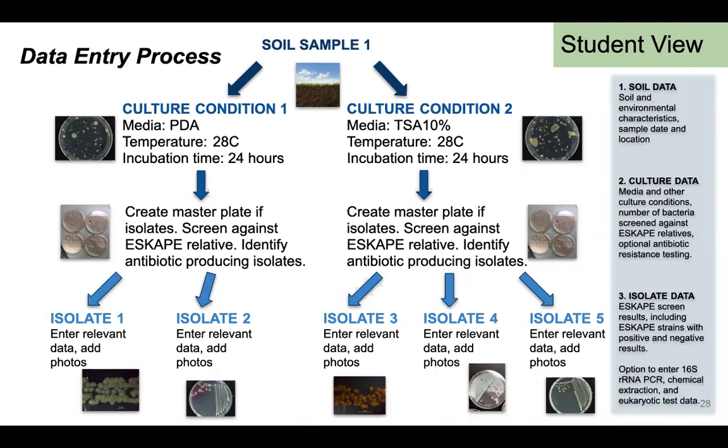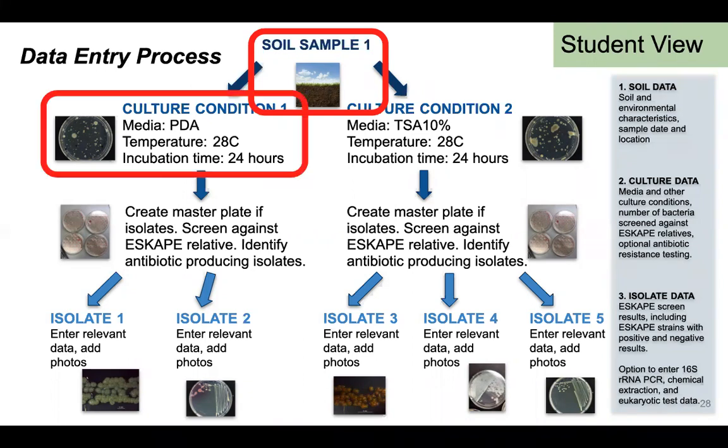So first, just a brief overview of what is involved in the student side of the Tiny Earth database. This is a lot of information, but there are 3 key pieces here. First, you will enter information on your soil sample. You will enter information about your culture conditions, and you will enter information about your antibiotic producing isolates. Each step has data that is required to enter by the Tiny Earth Chemistry Hub, but your instructor will provide information on what data to enter into the database.